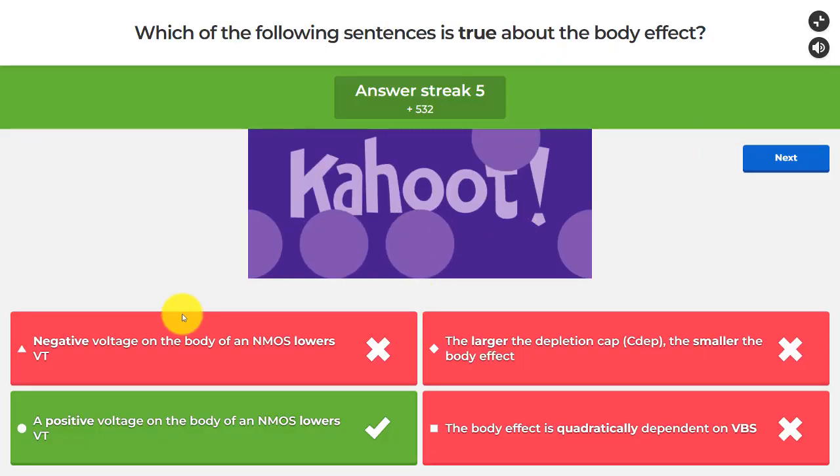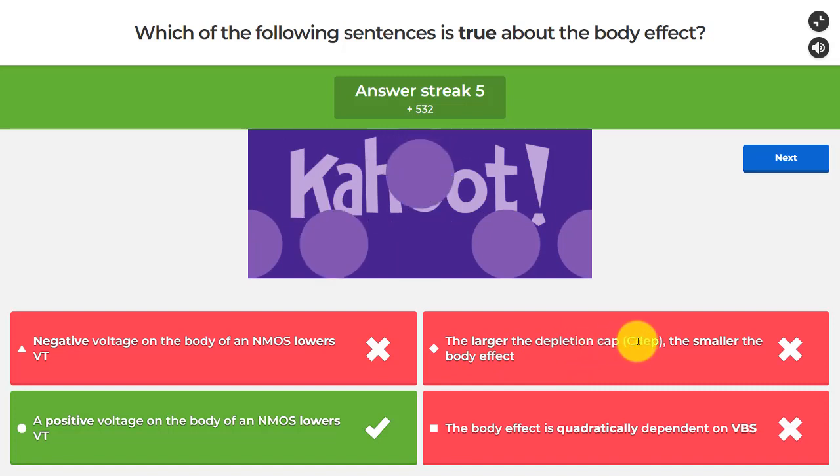So let's go back to our Kahoot and try to understand why we said what we said. I explained why a positive voltage on the body lowers NMOS VT. I didn't actually explain it, but you can see it in old semiconductor courses; that's just how to remember it: a negative voltage on the body actually increases VT. So out of these two, only one of them was correct, so it was easy to choose one. But what about the other two answers? Why are they not correct?